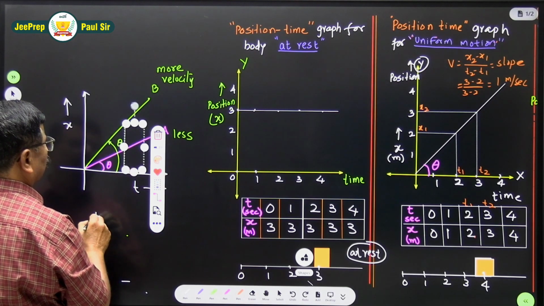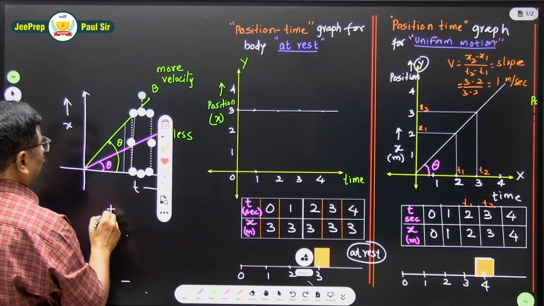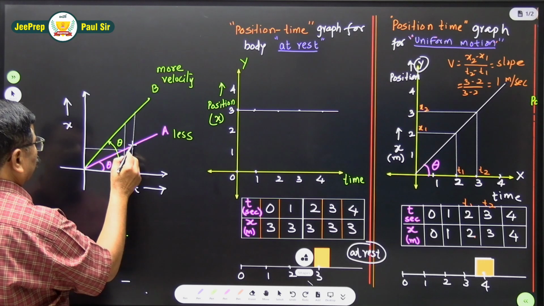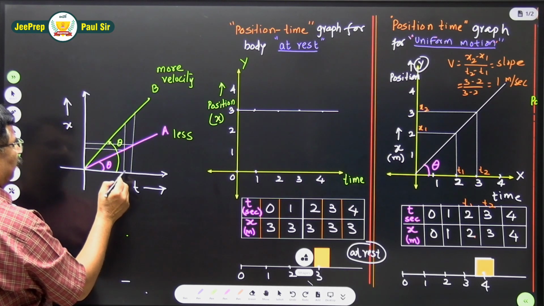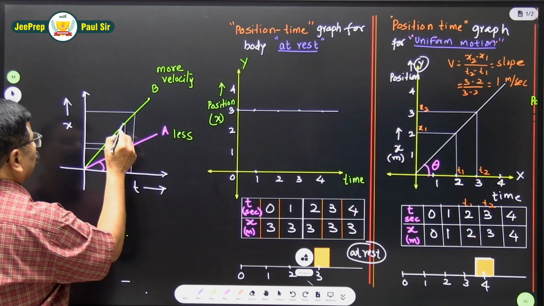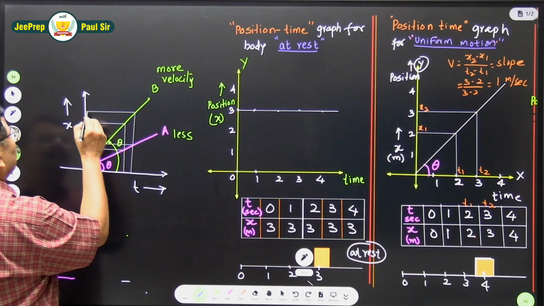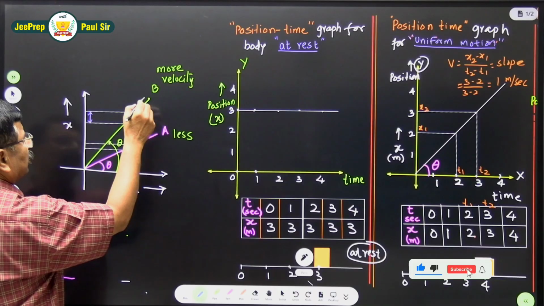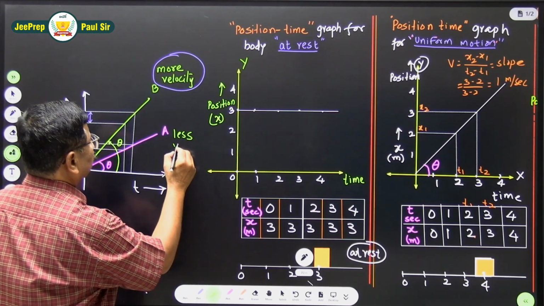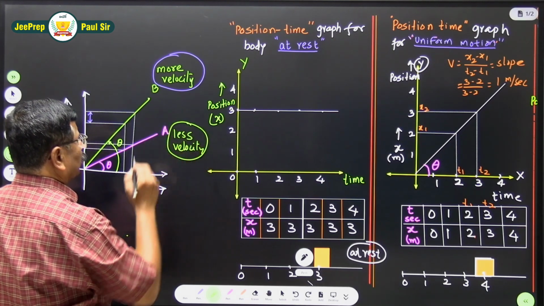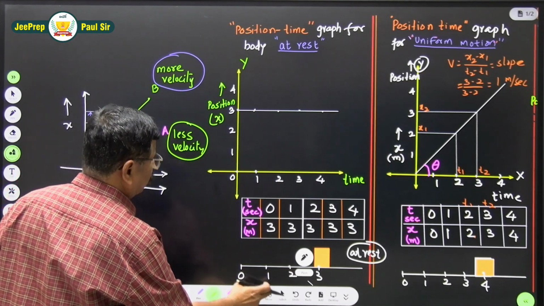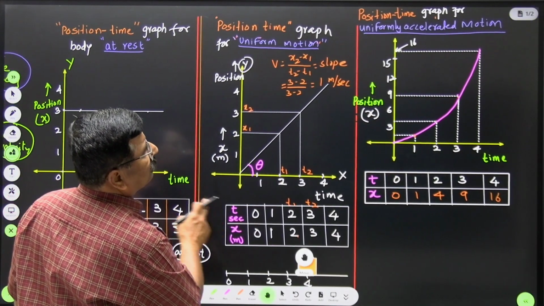See this. For the first car A, for the same time, the change in displacement of the first car is this much, while for the second car, the change in displacement is more. Hence, the second car is moving faster than the first car. So, this is the position time graph for uniform motion. Now, let's study the position time graph for uniformly accelerated motion.